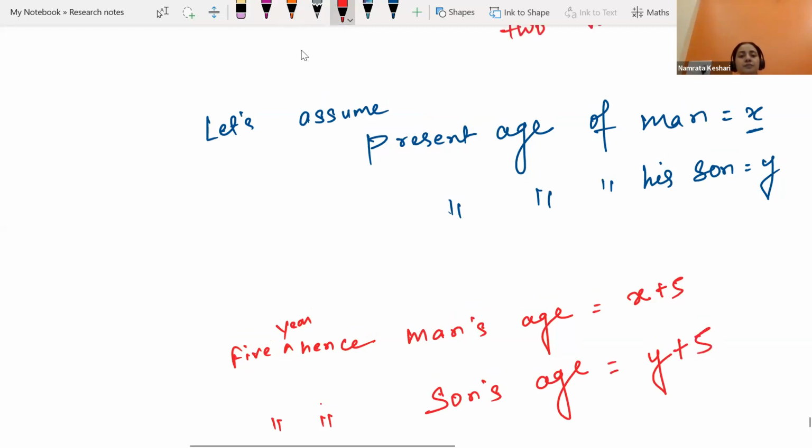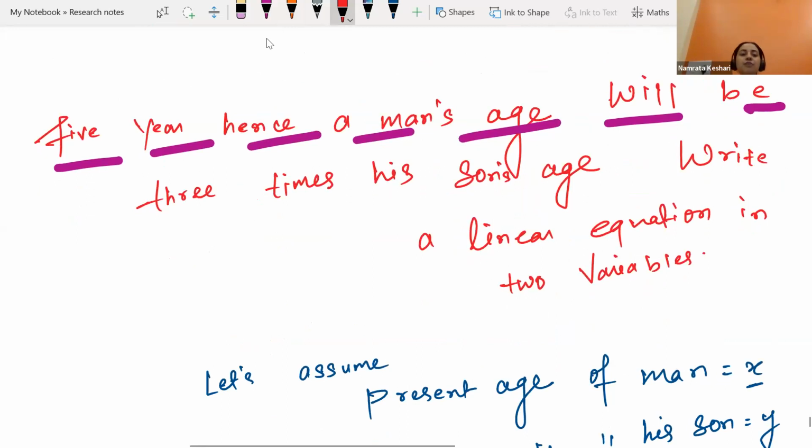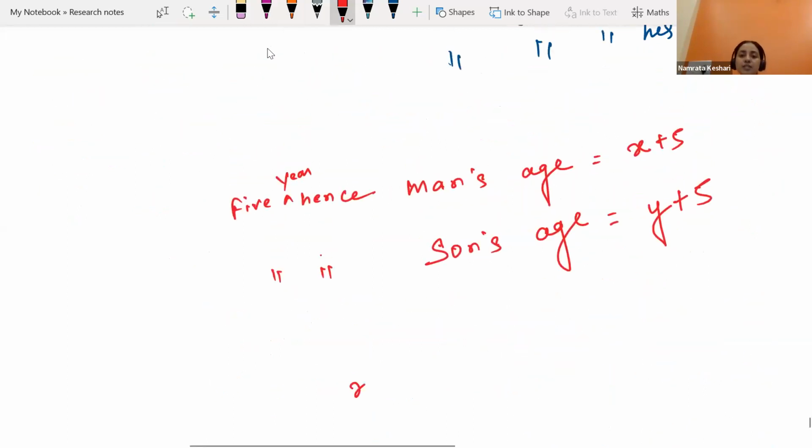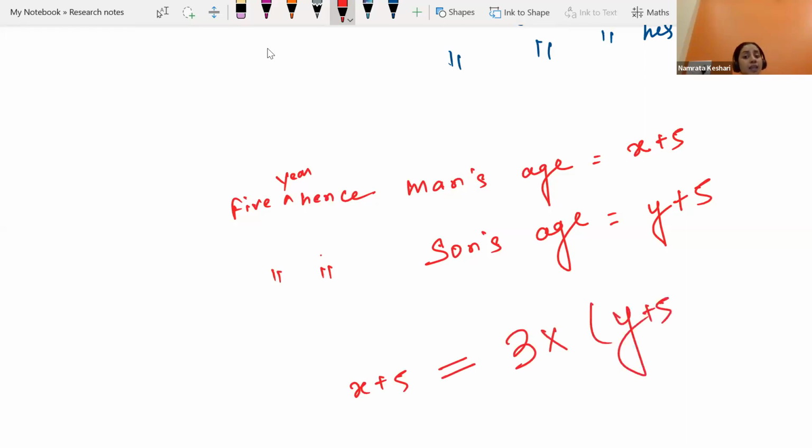Yes, ma'am. Let's read the question. 5 years hence, a man's age will be 3 times his son's age. So, 5 years hence, a man's age is x plus 5, that will be equal to 3 times his son's age at that particular time.